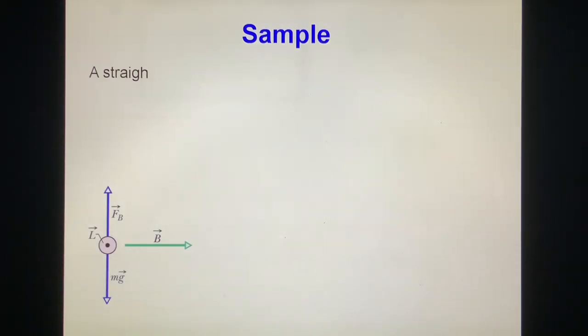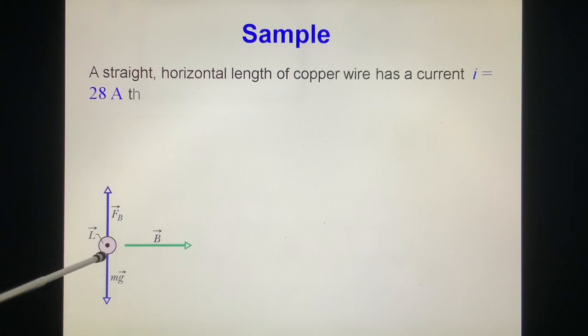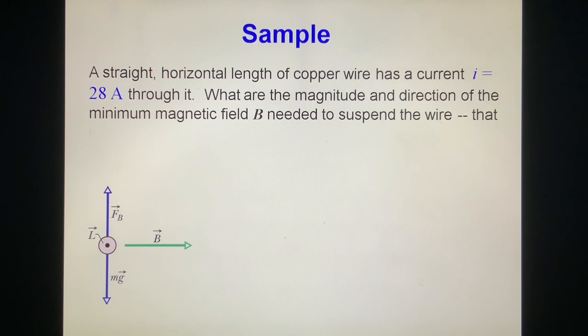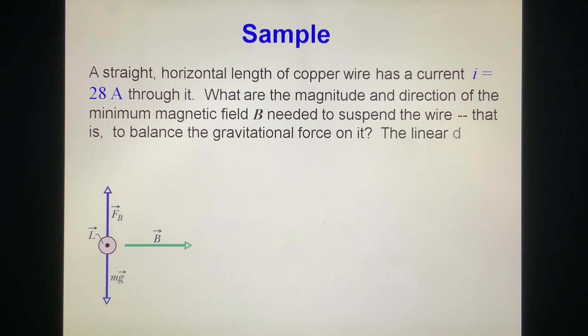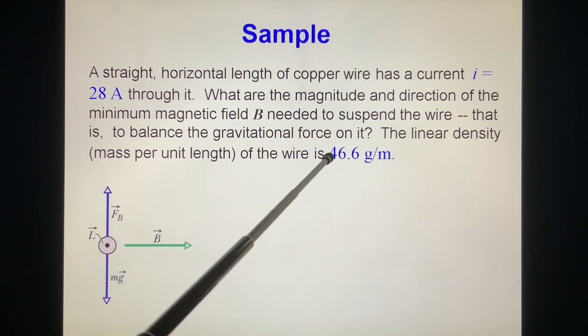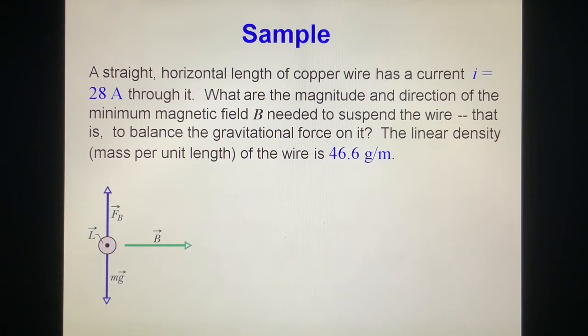Example: a straight horizontal length of copper wire has a current I of 28 amperes, directed towards you. What are the magnitude and the direction of the minimum magnetic field B needed to suspend the wire, that is, to balance the gravitational force on it? The linear density, mass per unit length, of the wire is 46.6 grams per meter.